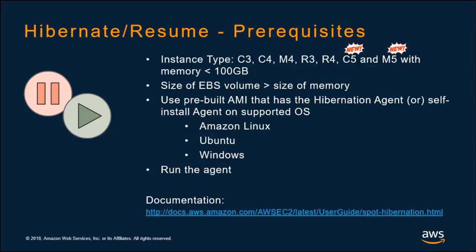There are some limitations when it comes to Hibernate right now. So it's available for C3, C4, M4, R3, and the R4 instance types. And just a couple of days ago, we actually launched support for C5 and M5 as well. At the moment, we only support instances with less than 100 gigabytes of memory. And as I said, EBS volume must be greater than the size of memory. We support 3 operating systems today, something we obviously continue to invest in to expand support. But right now, we support Amazon Linux, Ubuntu, and Windows. You can either use one of our pre-built AMIs that has the agent installed, or you can go and install the agent yourself on your own AMI.